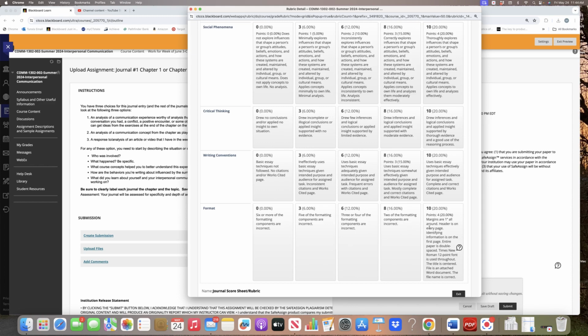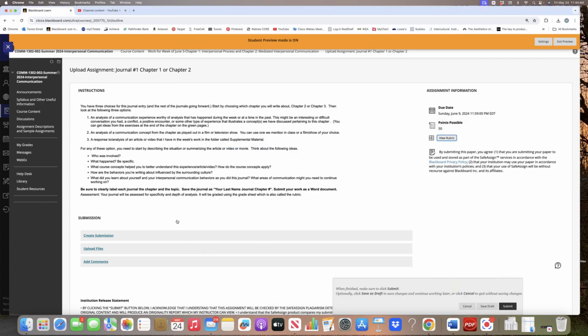So what you have to make sure is that the margins are 1 inch all the way around. You have a header at the top right of every page. You've got your name, the date, your last name and the page number. And anyways, I have a video where I will go over this. Okay, let me exit this.